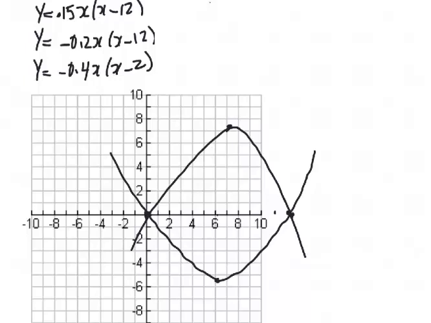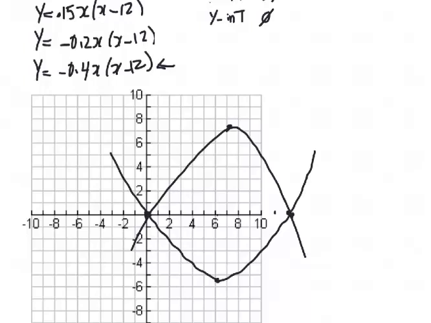The next equation that we have to plot is y equal negative 0.4x times x minus 12. Again, we do the same thing. We are going to find the x-intercepts. The x-intercepts for this equation again are 0 and 12. The y-intercept is going to be the same. If you put x equal to 0 here, you get 0. So the y-intercept is the same.